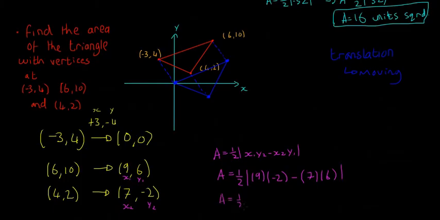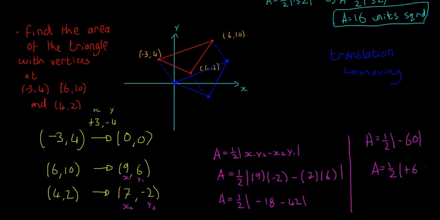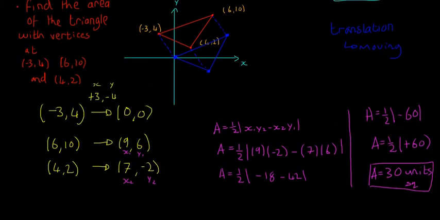A is equal to half, so this is going to be -18, and this is going to be -42. I'm just going to draw a line in here. So A is equal to half of the modulus of -60. So that means A is equal to half by plus 60, we'll say. So modulus, remember, changes it to positive. So A is equal to 30 units squared. Yeah, I'll just say SQ for squared. And that is our answer.